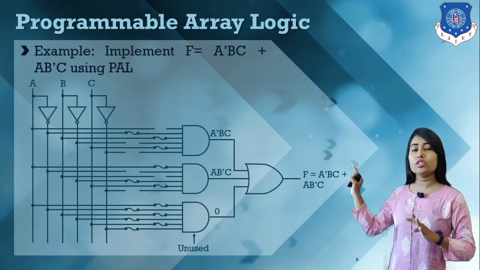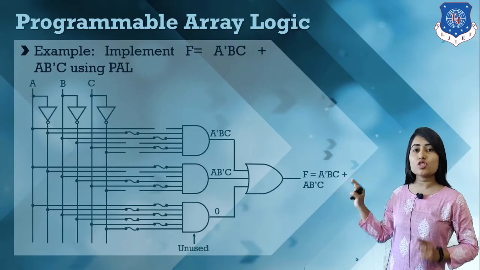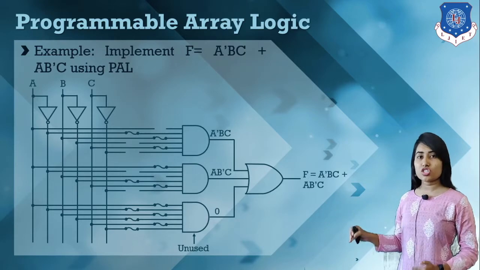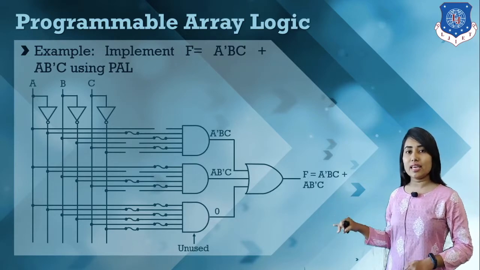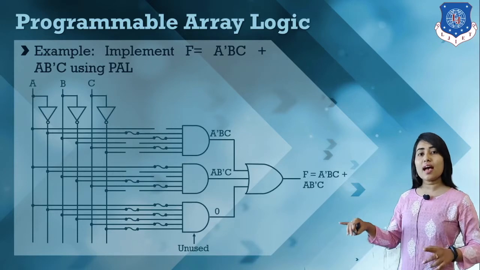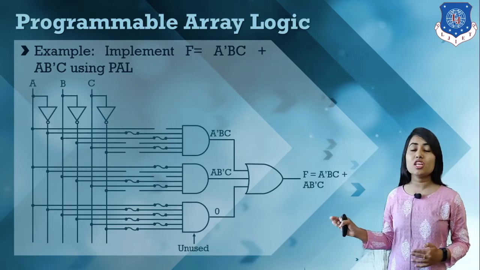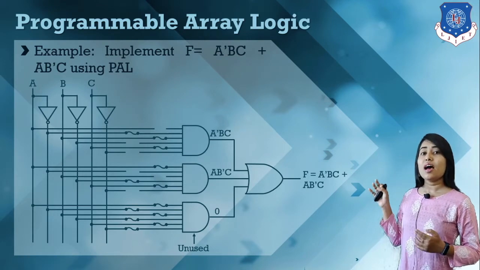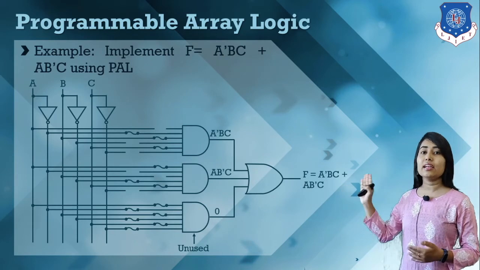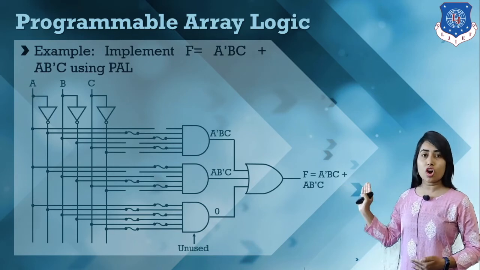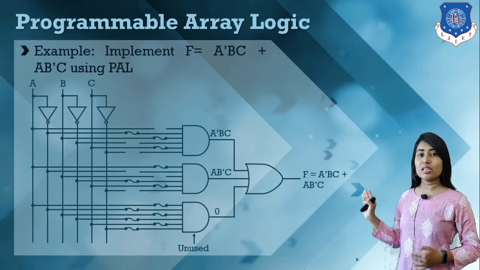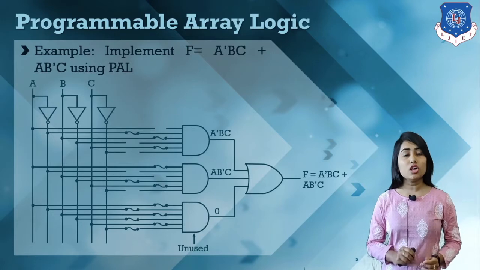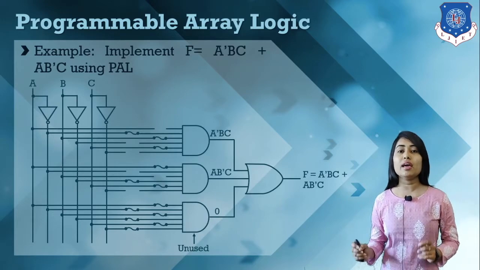Similarly we make the connections for A B' C. Here A is connected, B' is connected and C is connected, and the other input combinations are disconnected through fusible links. The output of this AND gate is connected to our OR gate. So this OR gate produces A' B C + A B' C. This is how we can implement a logical function in programmable array logic circuits.